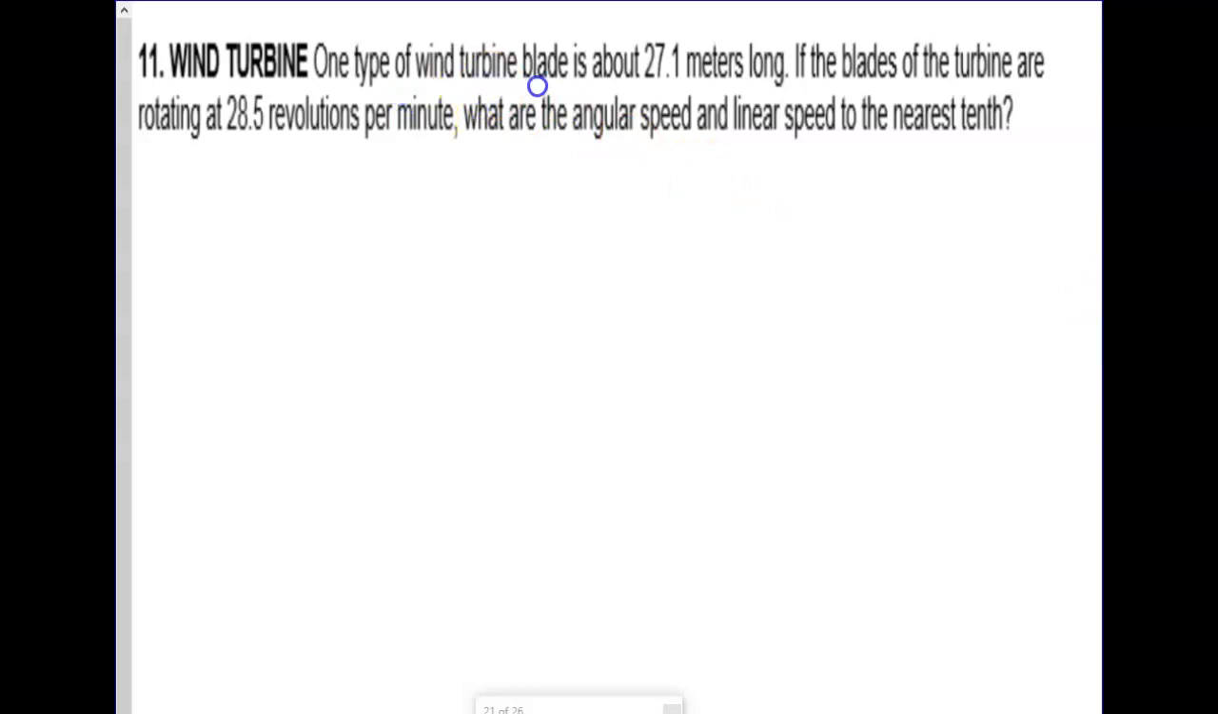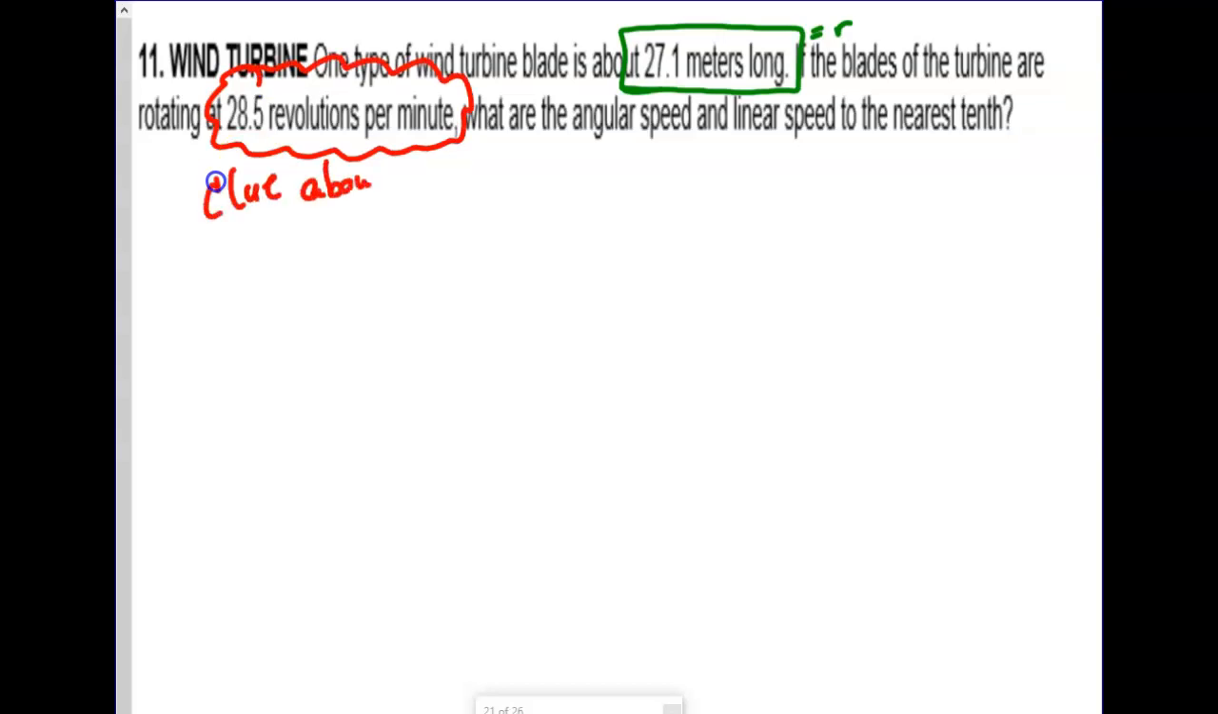All right, one type of wind turbine blade is 27.1 meters long. This is the radius. We'll need that in a minute. The blade is rotating at 28.5 revolutions per minute. So this clue is not angular velocity, but it is a clue about angular velocity, which is where we're going to start the question. I always start by finding angular velocity with the appropriate labels, and angular velocity has to be measured in radians per time unit.